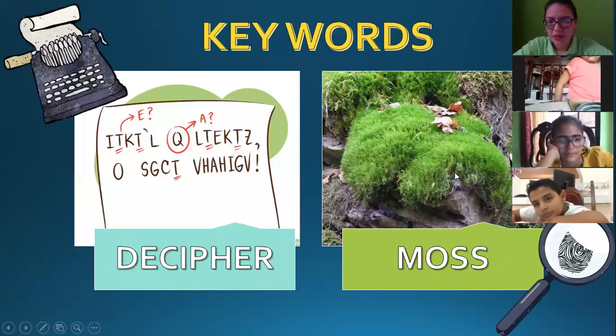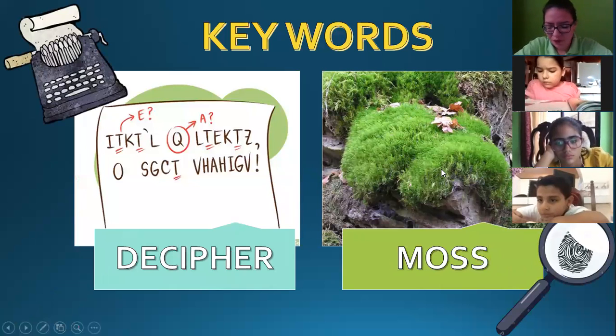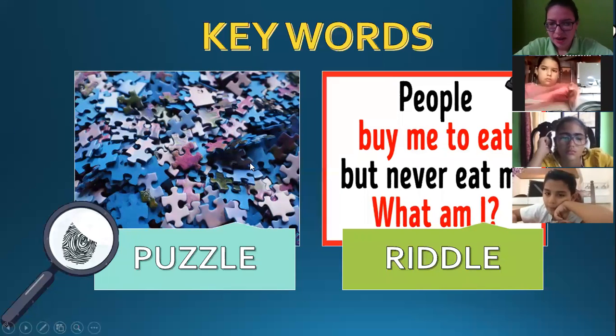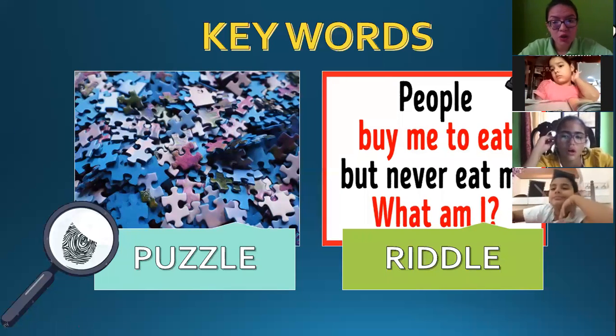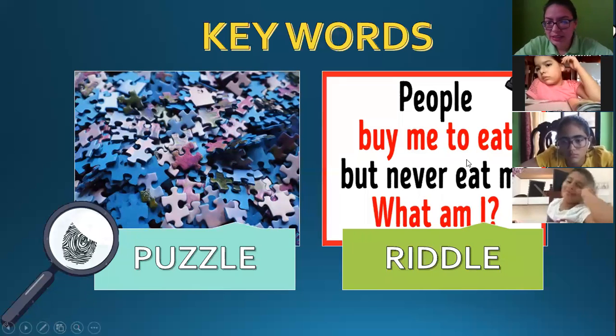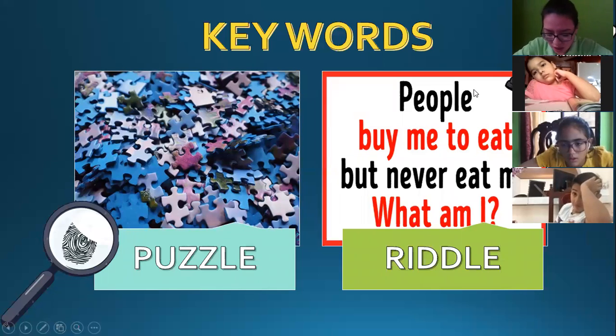Decipher. The other word is moss. Moss is a small green plant that grows on wet areas of soil, rocks, and trees. Moss. The other word is a word that you know, puzzle. Puzzle is something that is difficult to understand or to resolve. Puzzle. The other word is riddle. Riddle, if you see, this is an example of a riddle. A riddle is a kind of puzzle using questions or statements.